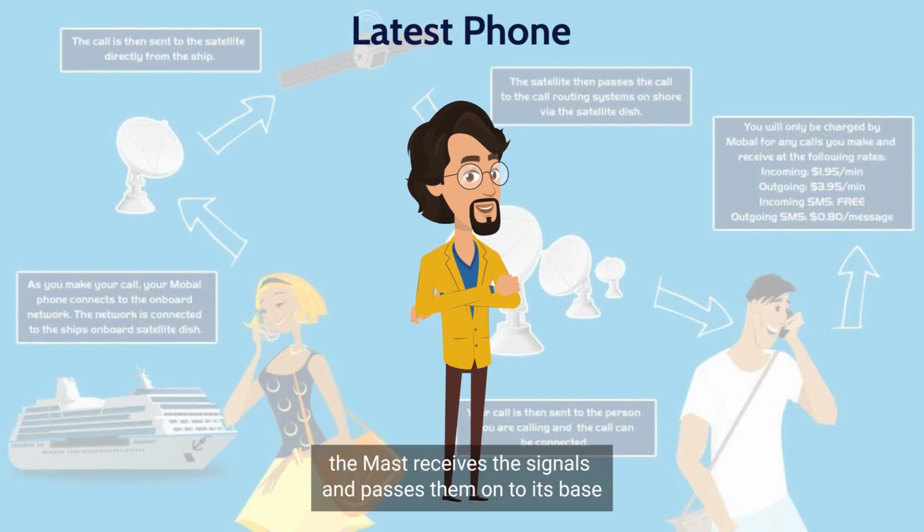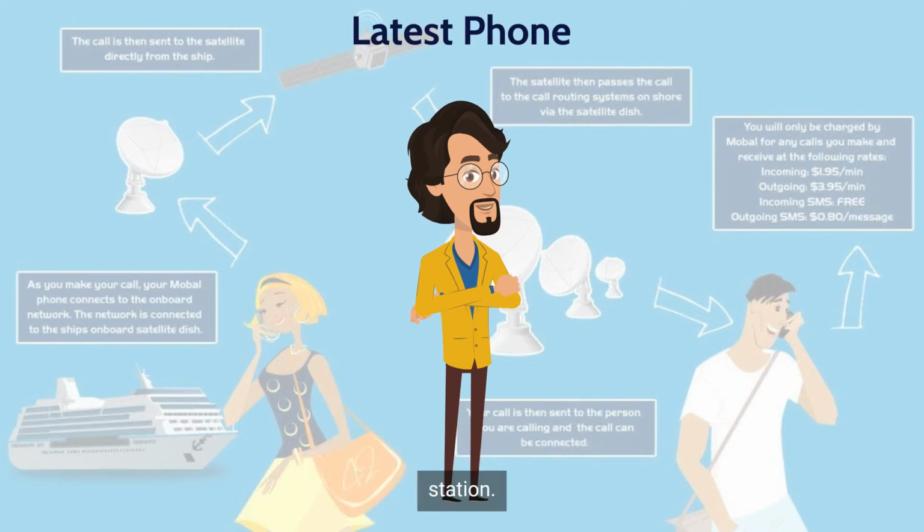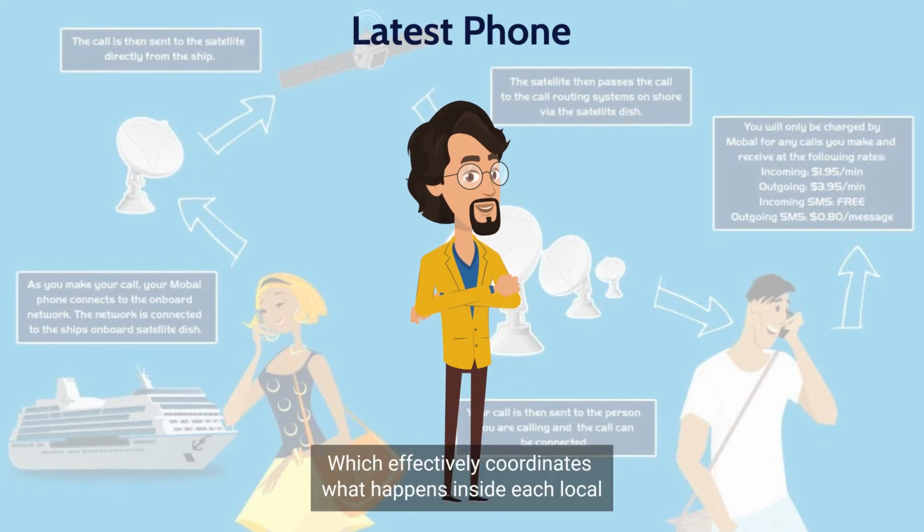The mast receives the signals and passes them on to its base station, which effectively coordinates what happens inside each local part of the cell phone network, which is called a cell. From the base station, the calls are routed onward to their destination. Calls made from a cell phone to another cell phone on the same network travel to their destination by being routed to the base station nearest to the destination phone, and finally to that phone itself.